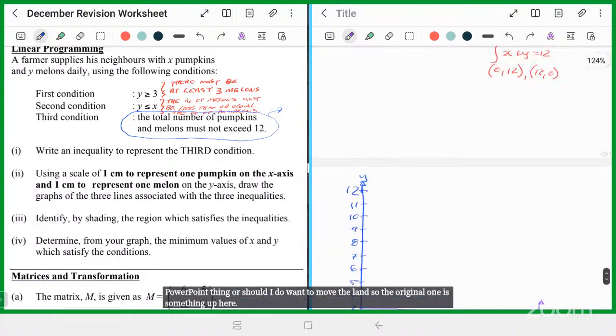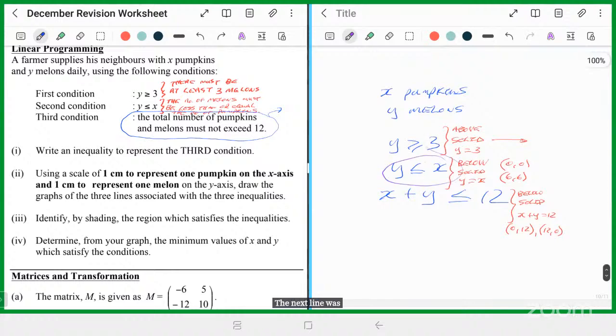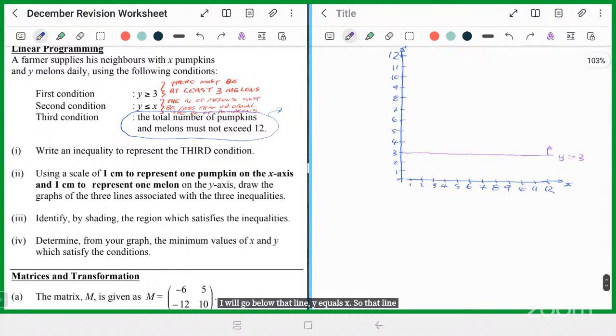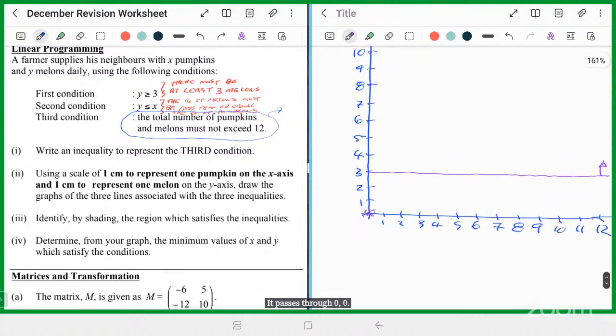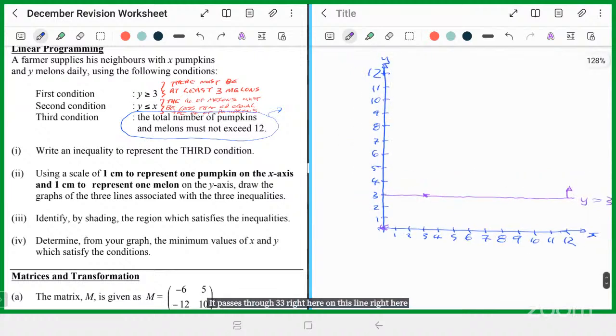The next line was y equals x. And we're going below that line, y equals x. So that line passes through 0, 0. It passes through 3, 3 right here on this line. It passes through 6, 6, and so on. So I'm going to just draw it up like that. Label the line with the equal sign. This line is y equals x. So it's supposed to pass through 12, 12. Not to scale, but it's all right. We work with it.